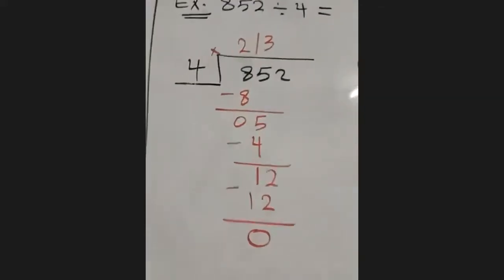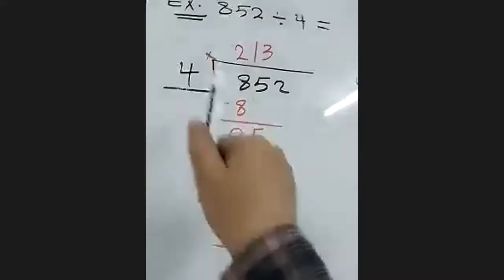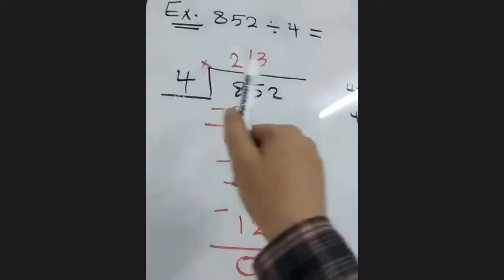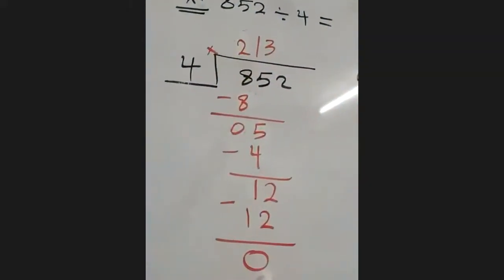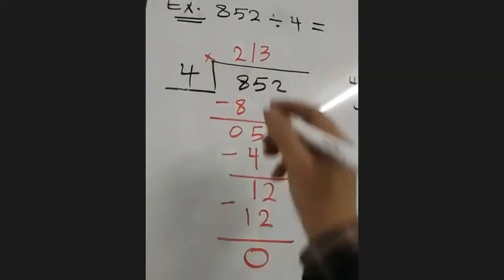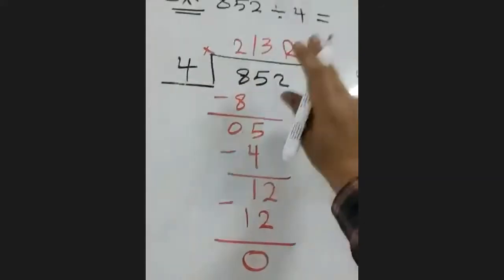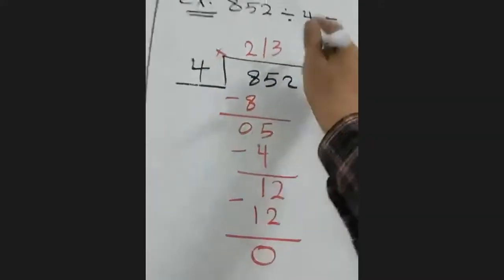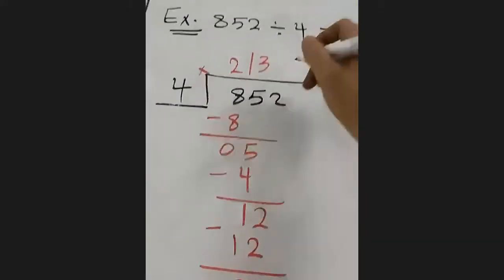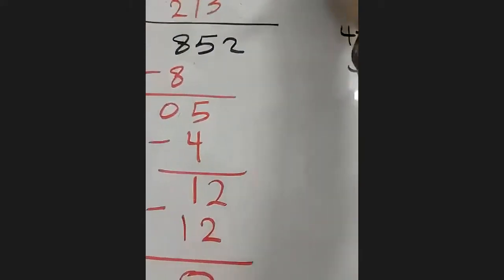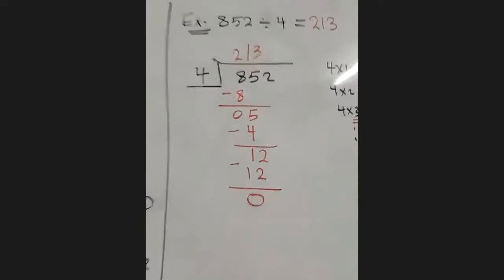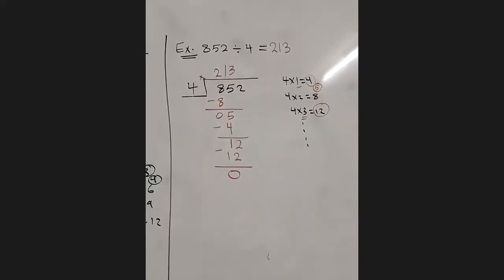So what's the answer? 852 divided by 4 is 213 with remainder 0. If the remainder is 0, there is no need to write R0. Just write the quotient. Our answer is 213. So I'll go to my question here and put 213. This is how we divide 3-digit numbers, guys.